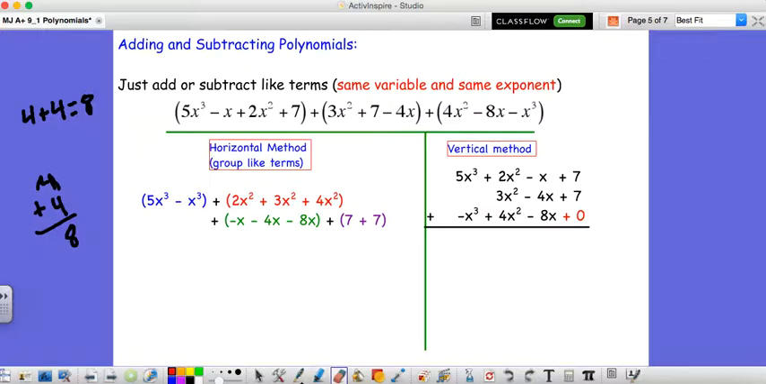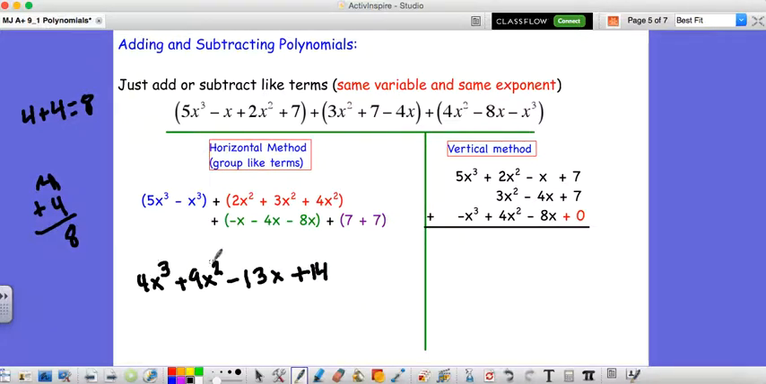So now from here we just simplify all of this. 5x cubed minus x cubed is just 4x cubed. 2x squared plus 3x squared plus 4x squared, you can think 2 plus 3 plus 4, that's just 9x squared. Negative x minus 4x minus 8x is minus 13x plus 7 plus 14.